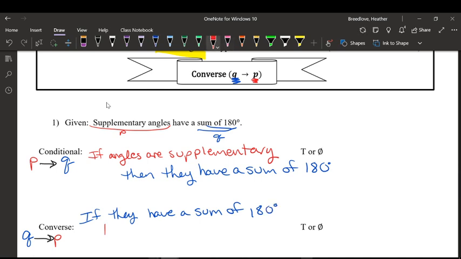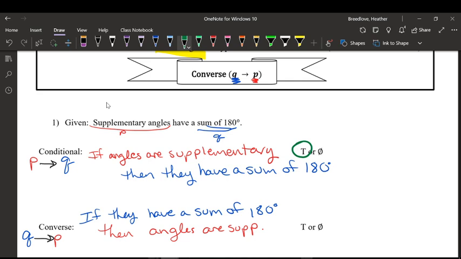then angles are supplementary. I'm just going to abbreviate with SUPP. So we have a conditional and we have a converse. So now for the truth value, the conditional: if angles are supplementary, then they have a sum of 180 degrees. Is that a true or a false statement? It is true. Because supplementary, S, straight line, straight angle, 180 degrees.